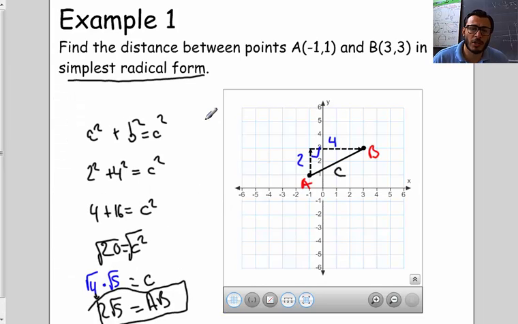So on the day of the Regents, if you forget the distance formula, hopefully you won't, you can use this method to find the distance between 2 points. Or if you just like to graph and maybe use this as a first resort, that's also a good idea as well.